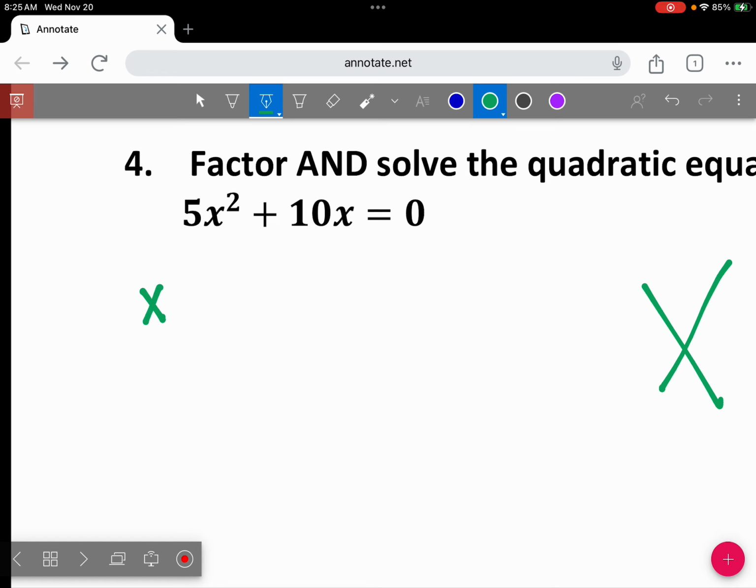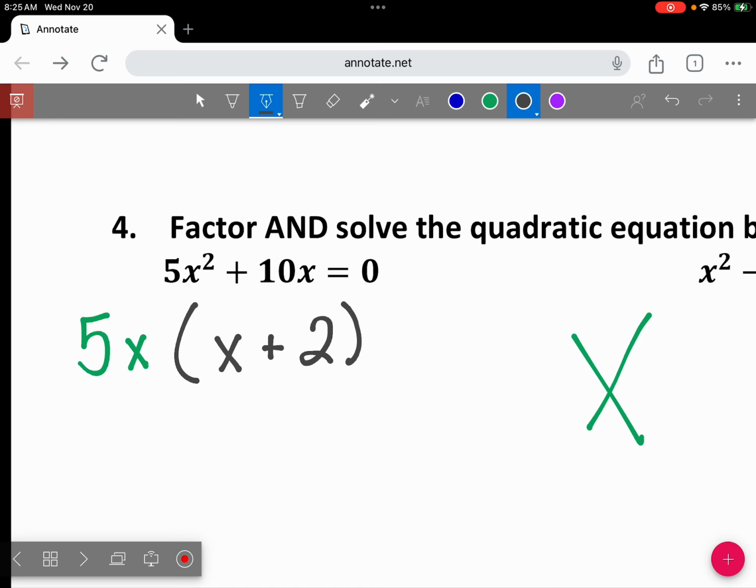The 5 and the 10, they have a common factor of 5. So if I take a 5 out of this one, what do we have? If we take 5x out of 5x squared, what's left over? X. If I take 5x out of 10x, what's left over? Think division. 2. 10x divided by 5x gives us 2. Okay, that's where those pieces are coming from.